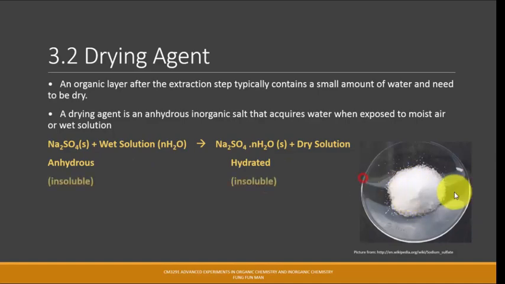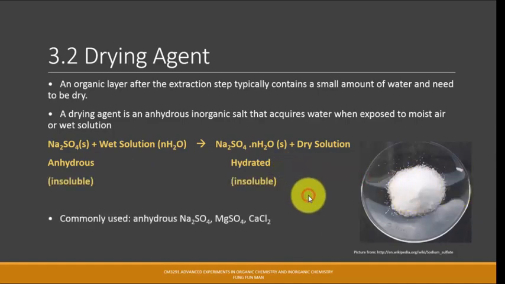Example here. Common drying agents used: sodium sulfate, magnesium sulfate, calcium chloride. So check the label of what you are adding in, because each lab we can give you all 3, so it's different. Check and see which one you used. Put it down in your lab report and tell us.